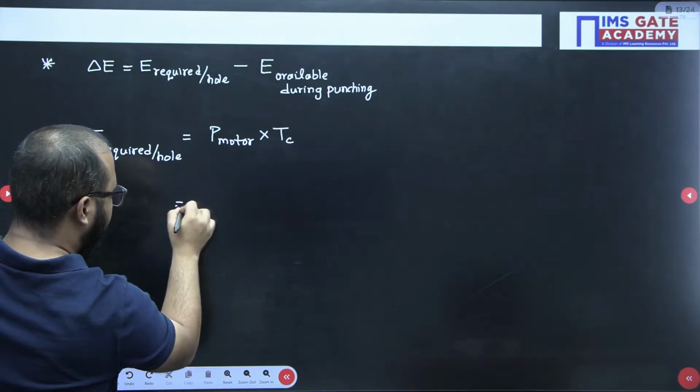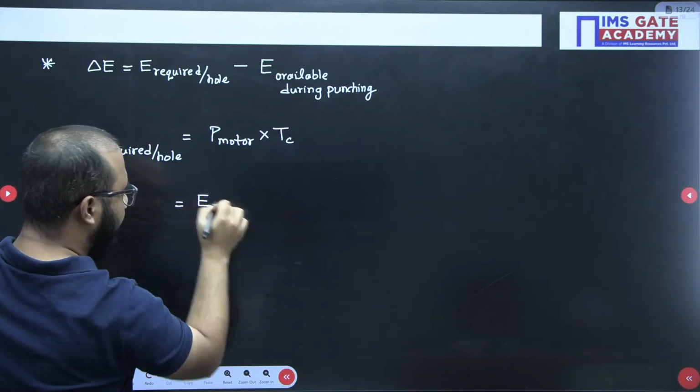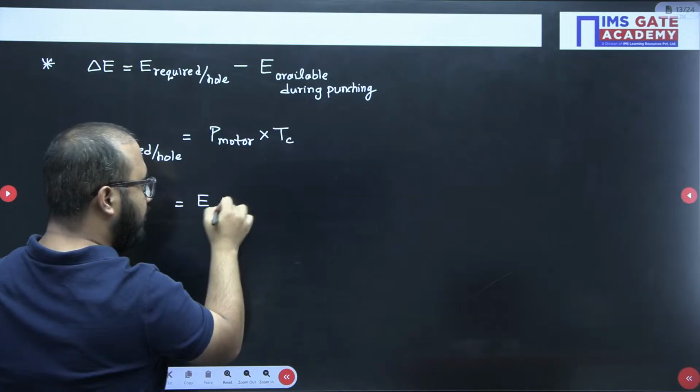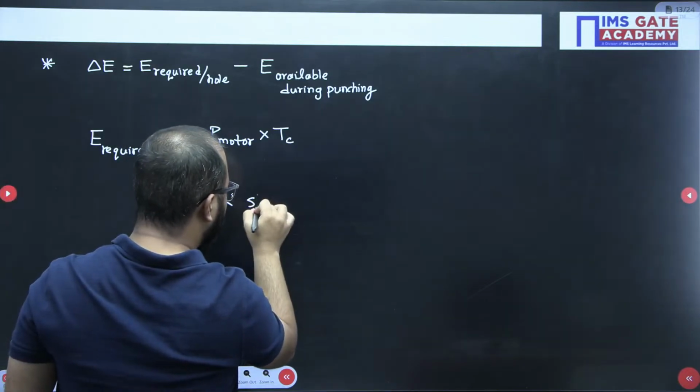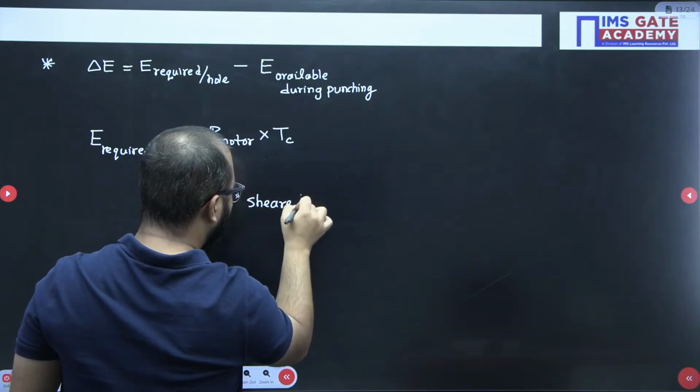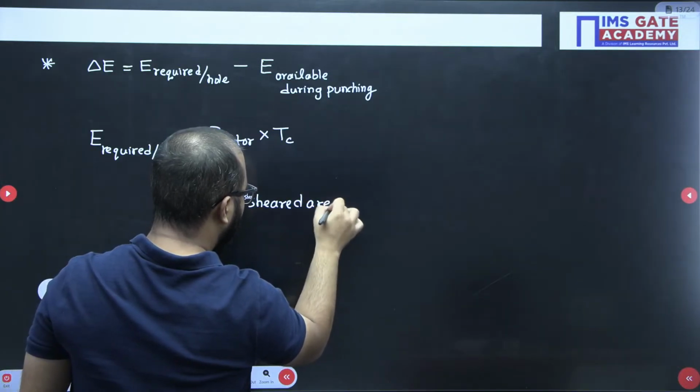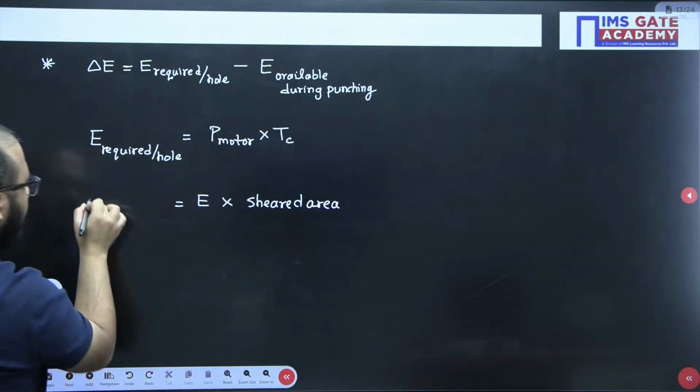Now, this is there. Another way of calculating this is what? Let's suppose the energy they have provided is per unit area. That area will be what? Shear area. That is another way of calculating it.